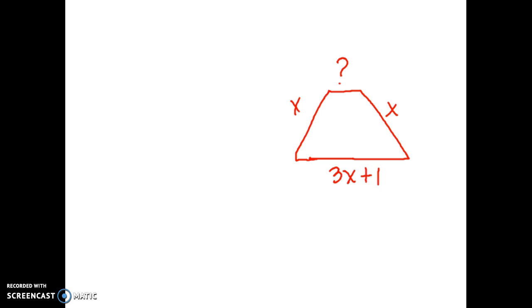The perimeter of the garden shown is 6x plus 2. Find the length of the missing side. So we're missing this top piece right here. That's what we're looking for. I know that to find the perimeter, I have to add up all of the sides of a shape. So if they give me the perimeter, and they give me all but one side, then I can subtract what I'm given from the perimeter to find the missing side length.